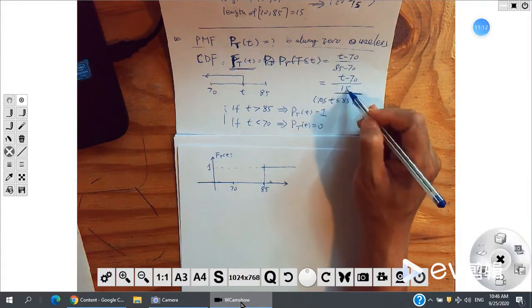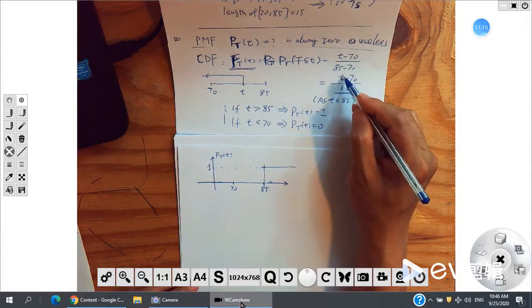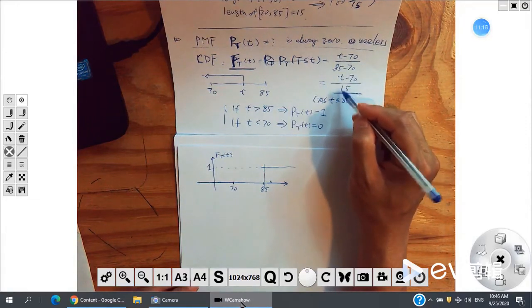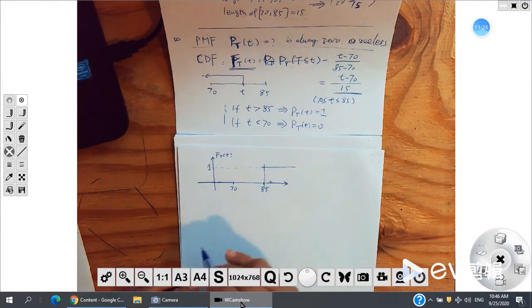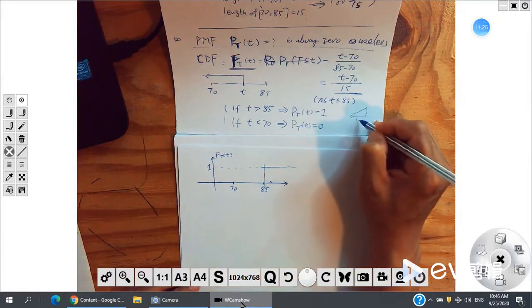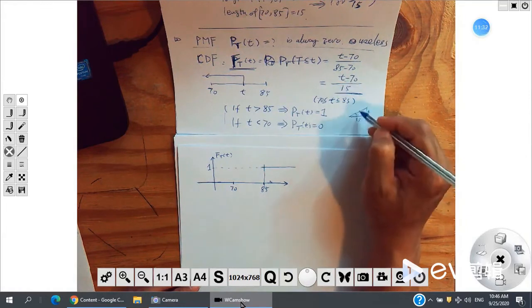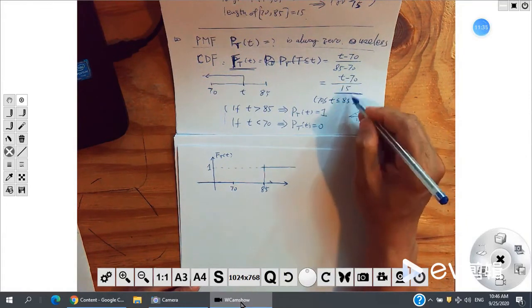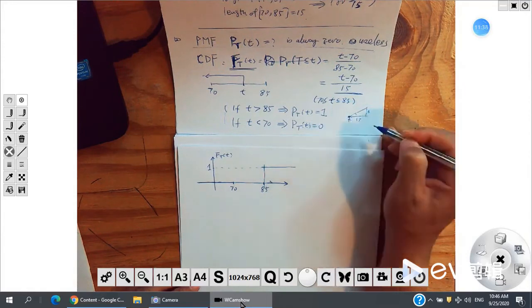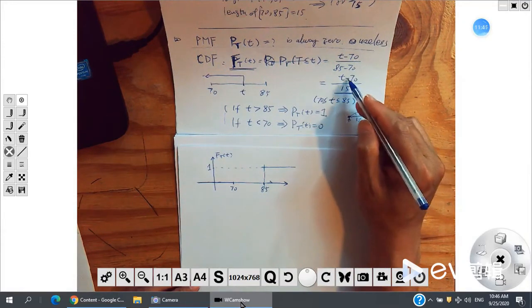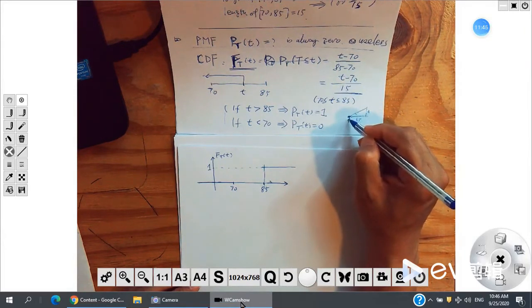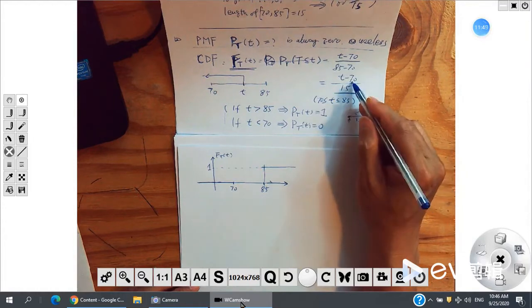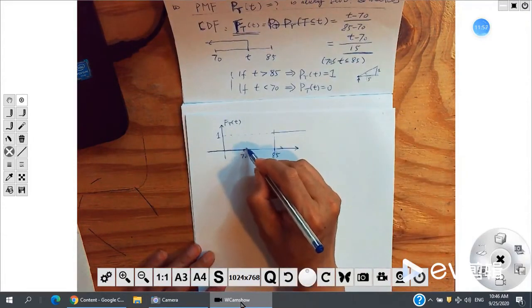The slope is 1 over 15, a positive slope. It is a straight line that grows gradually, like this. If this is 15, this will be 1. The slope is 1 over 15. And what is this point, where the ramp starts? You check when it is 0. When t is 70, it is just 0. So this point corresponds to t equal to 70, and here the ramp starts.